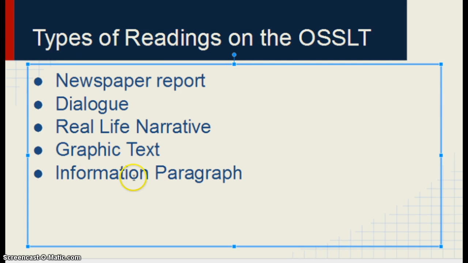These are the 5 different kinds of reading that you'll do on the literacy test. You will read a newspaper report. You'll write one as well, but you'll read one. You'll read a dialogue, which is a conversation between two people. You'll read a real-life narrative, which is somebody's own personal story. Some kind of graphic text. It'll have just as many pictures as words, or graphs or things like that. And there'll be an information paragraph, so something similar to what you might read in a textbook.